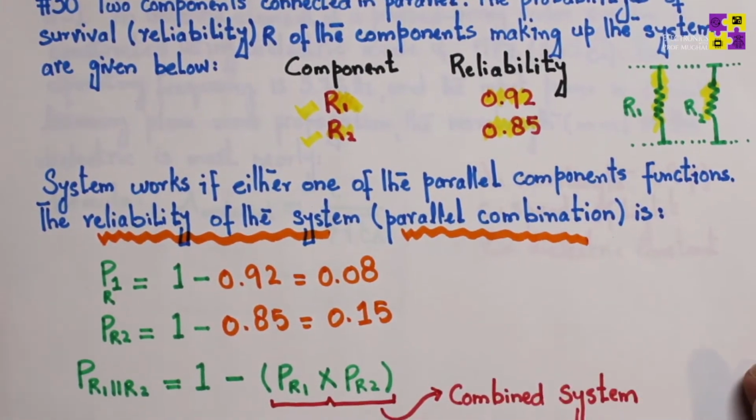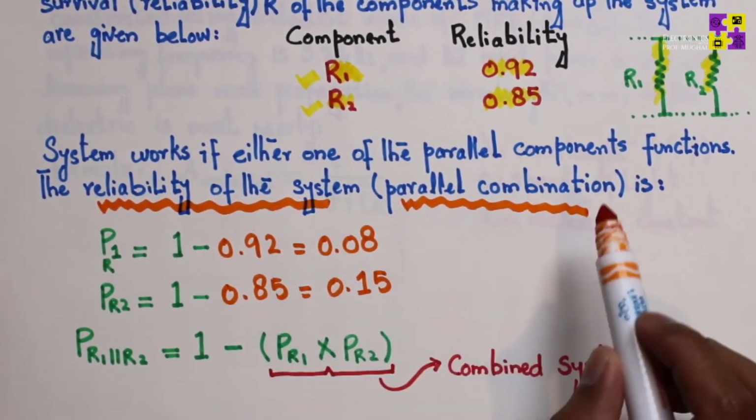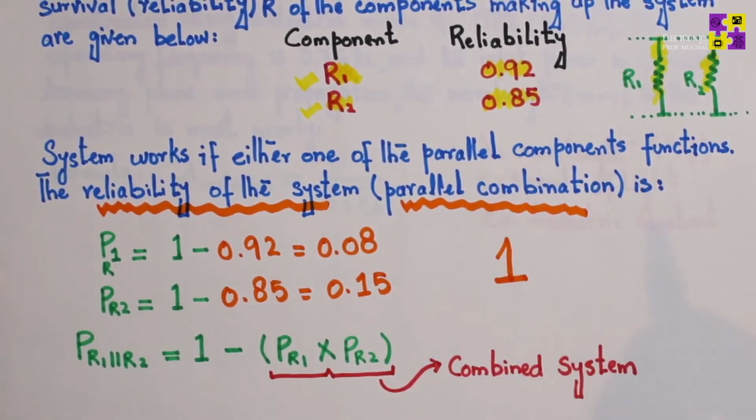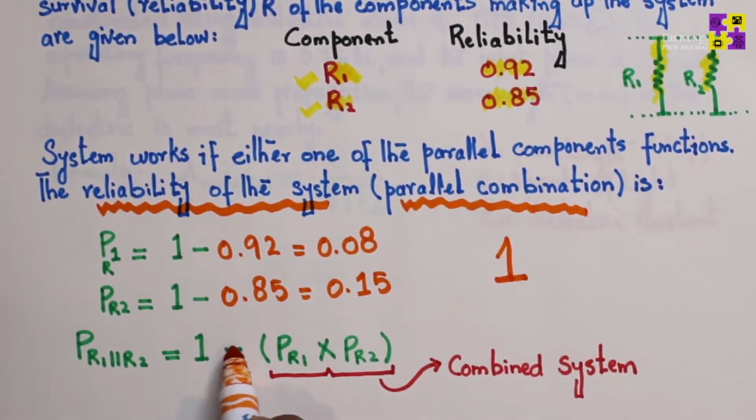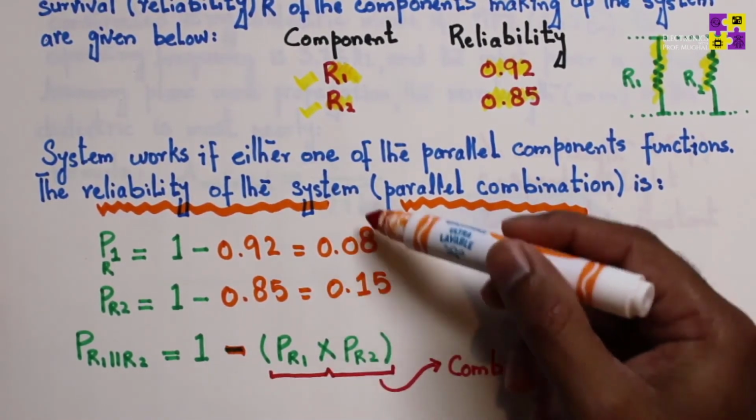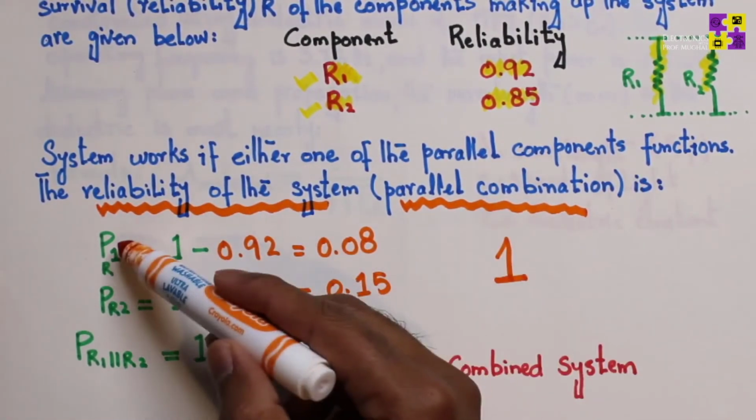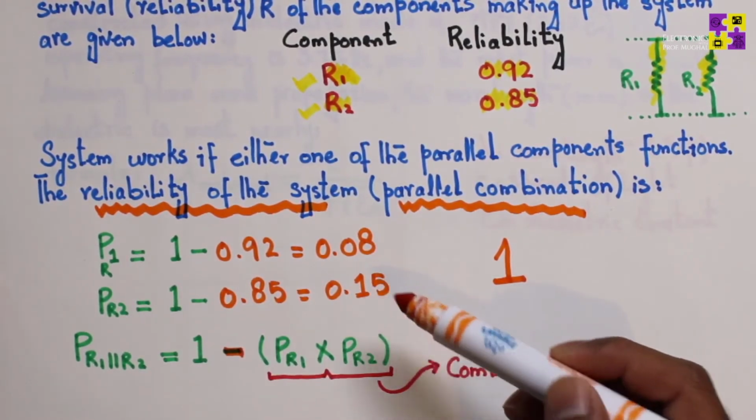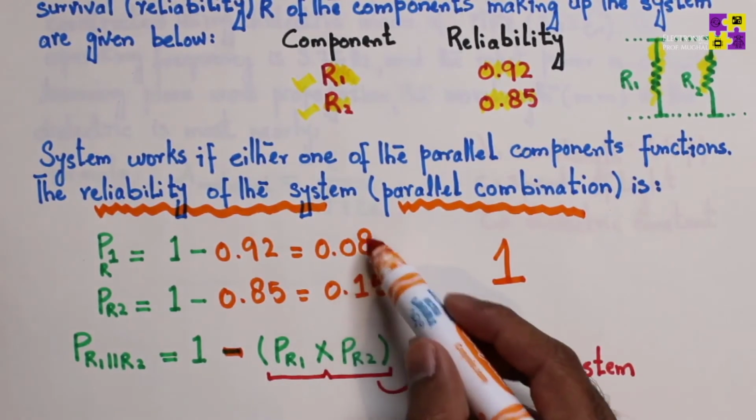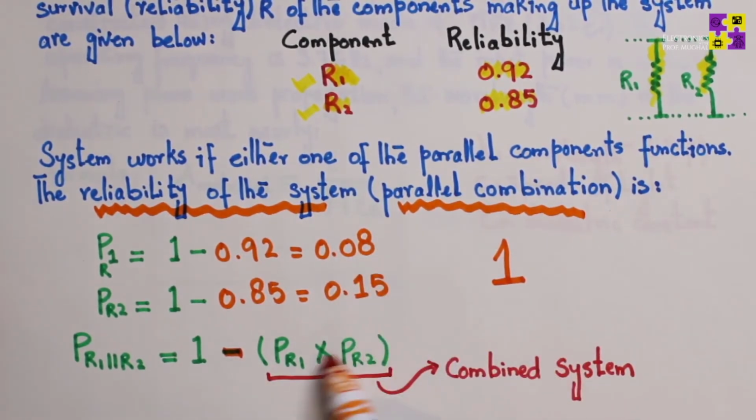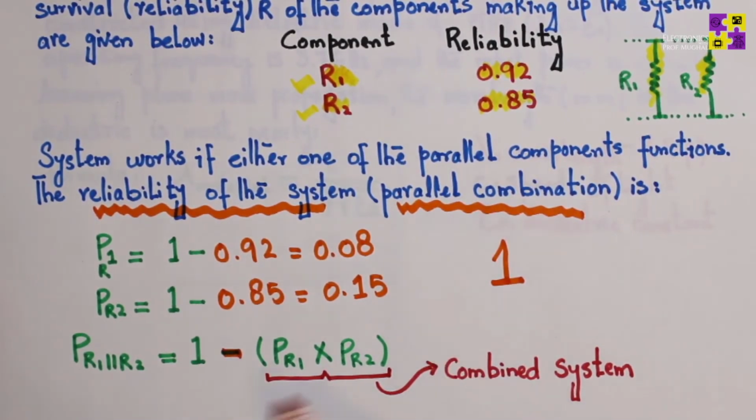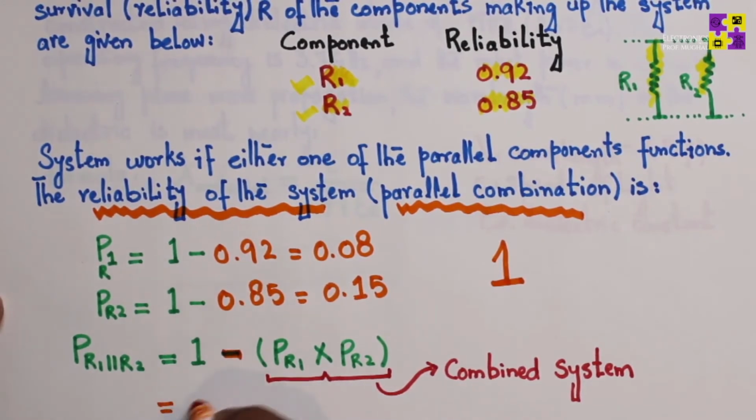Now, we don't stop here because our goal is to find the reliability of this system in its parallel combination, correct? So how do we do that? For the whole system, again, the maximum reliability you can get is 1, correct? If we multiply the two non-reliability probabilities that we got and subtract the product from 1, we will get the reliability rate of the system.